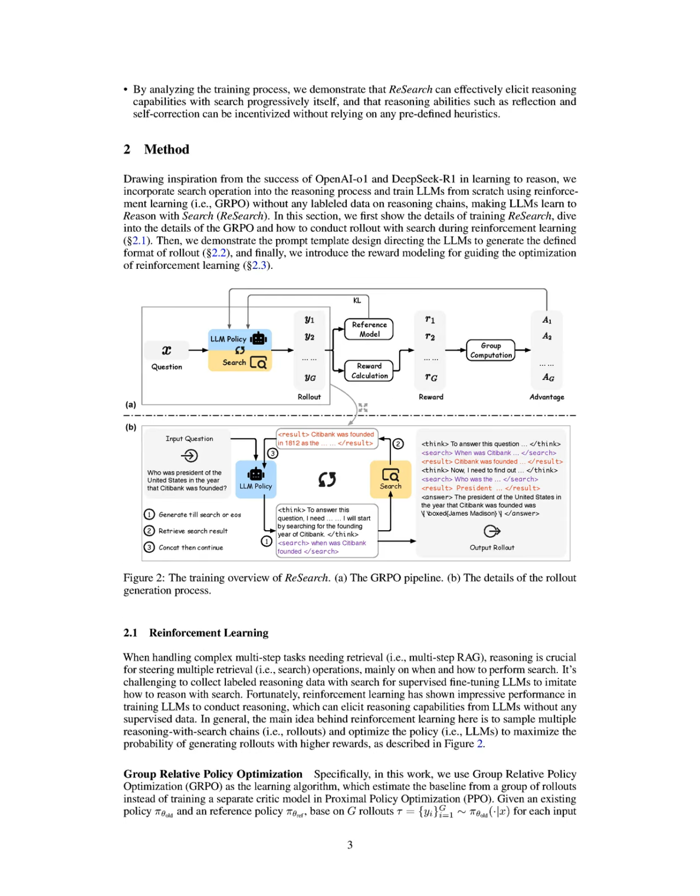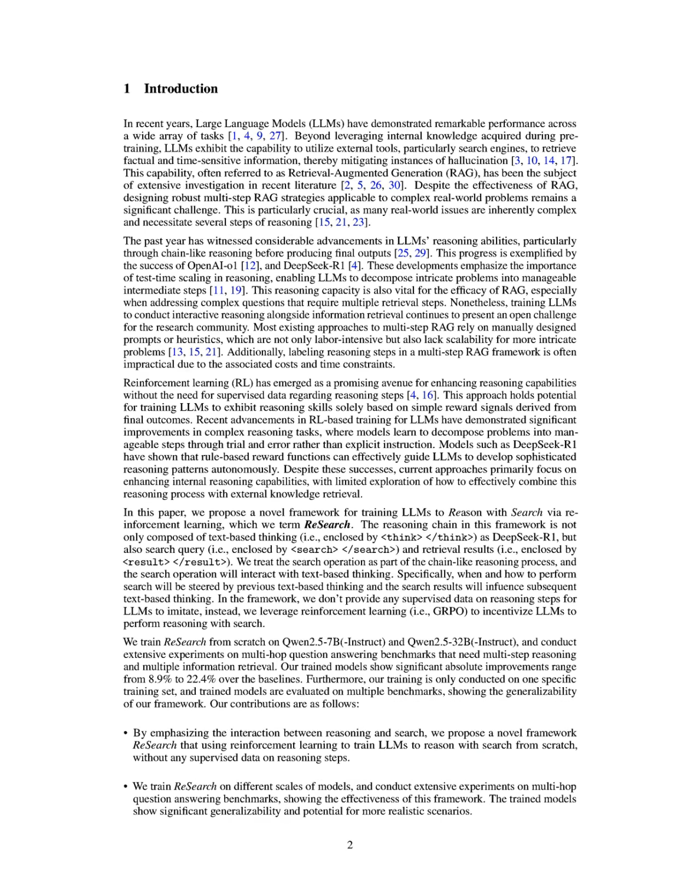The reinforcement learning component, specifically Group Relative Policy Optimization, GRPO, optimizes the model's policy by sampling multiple reasoning with search chains and maximizing the probability of generating rollouts that yield higher rewards based on answer correctness and adherence to the defined format. This iterative interaction between reasoning and search allows the model to progressively learn when to search and how to utilize the retrieved information effectively, ultimately enhancing its reasoning capabilities without relying on supervised data.